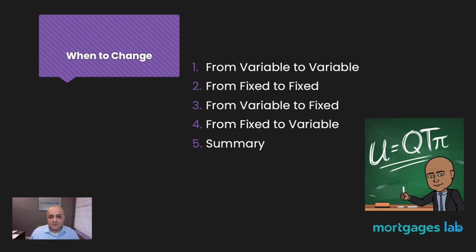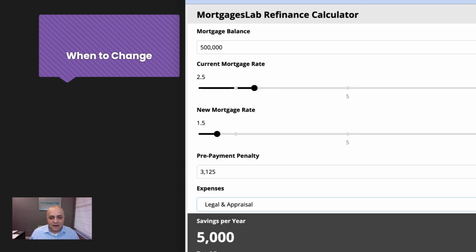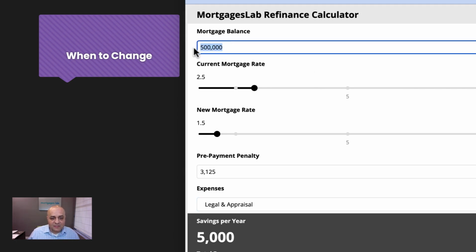When to change from a variable to a variable rate. So let me show you an example on what the math looks like. Let's assume that you have a $500,000 mortgage, okay, and that your current variable rate is 2.5%, and you want to know if it's worthwhile switching because you can get a new rate of 1.5% in the current environment.